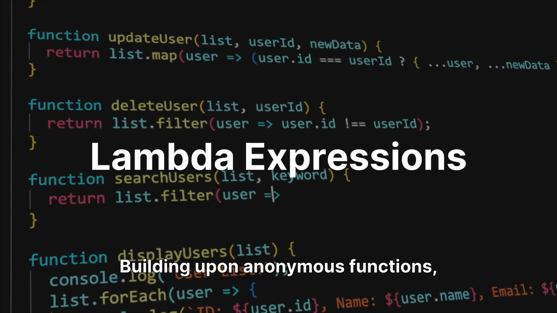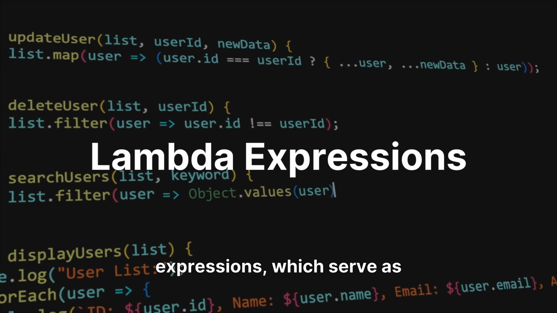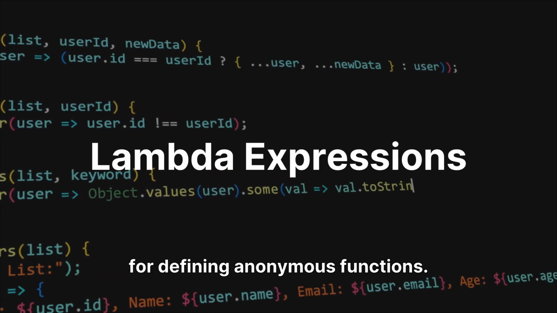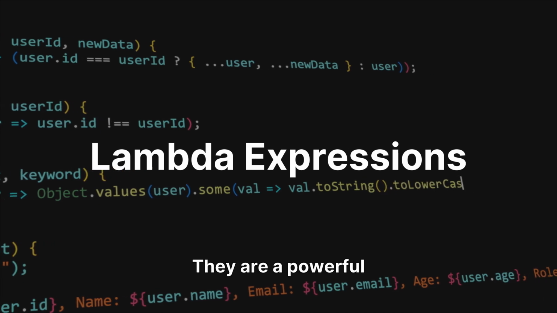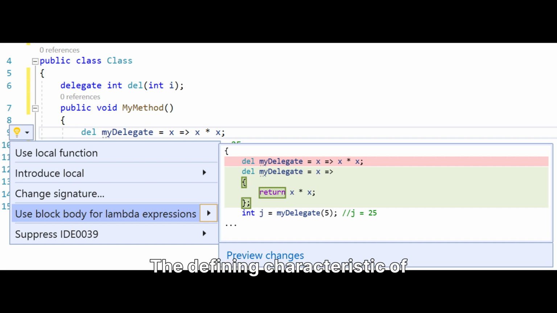Building upon anonymous functions, C# further introduces Lambda expressions, which serve as an even more concise and expressive shorthand syntax for defining anonymous functions. They are a powerful evolution in modern C# programming. The defining characteristic of Lambda expressions is their use of the equals-greater-than operator (=>), often referred to as the goes to operator. This symbol is central to their syntax, separating the input parameters from the expression body.